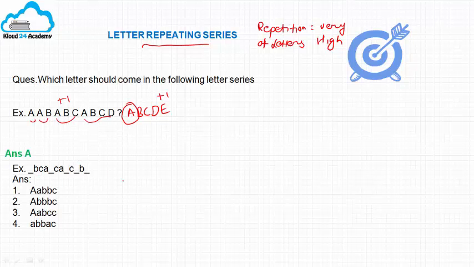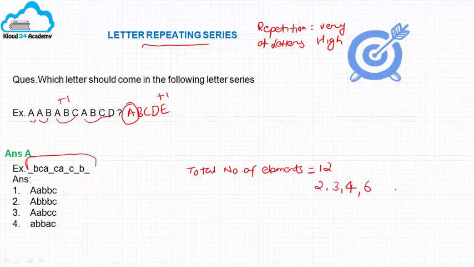Let's look at this question. Blank BCA, blank CA, blank C, blank B, blank. Try to find out the pattern here and find the answer. Here, total number of elements are 12. All these elements taken together, their total is 12. Now 12 is divisible by either 2 or 3 or 4 or 6. So you will find the pattern when you take 2 alphabets taken together at once, or 3 alphabets taken together at once, or 4 or 6.